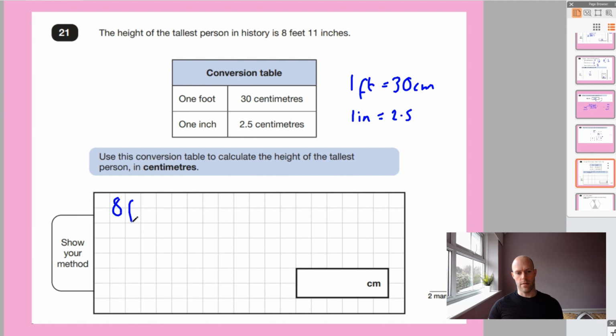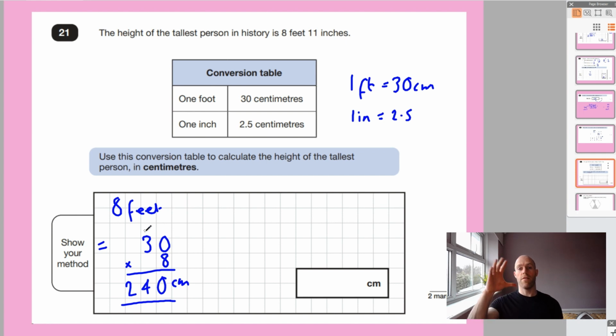So 8 feet equals 30 centimeters times by 8 of them. 0, 3 times 8, 240. Okay, so 240 centimeters, that's how much of just the whole feet he was.